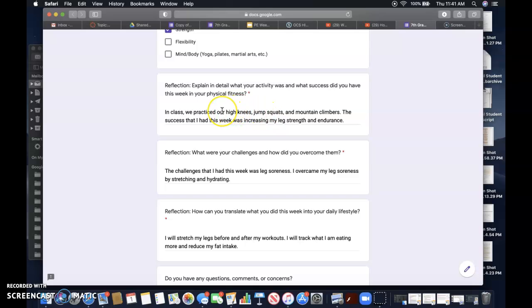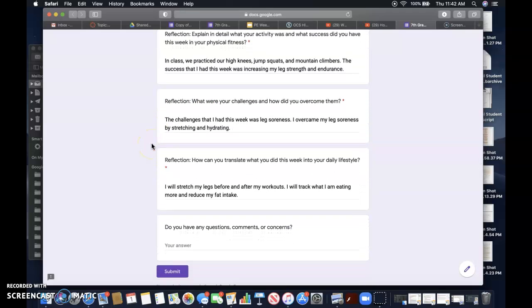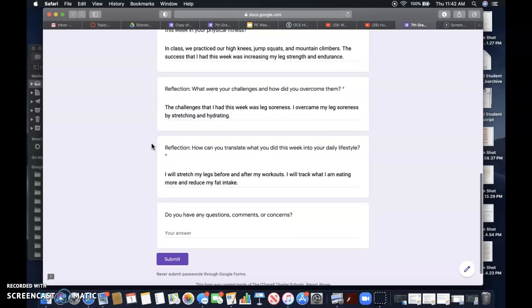So I was specific by stating what our activity was. I said high knees, jump squats, and mountain climbers. And then I also talked about the successes I had, because I was detailed in talking about increasing my leg strength. Adding that word, leg, just that small word right there, makes it a lot more detailed, and it shows that you're following along and paying attention to what our focus is for the week.